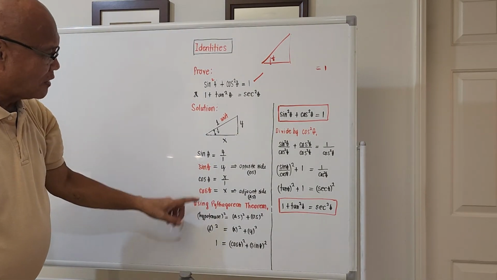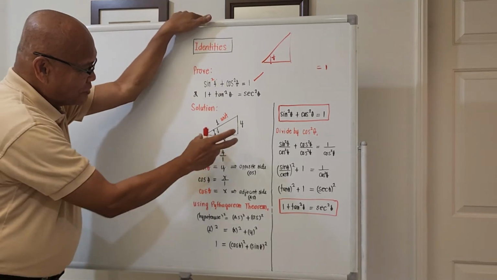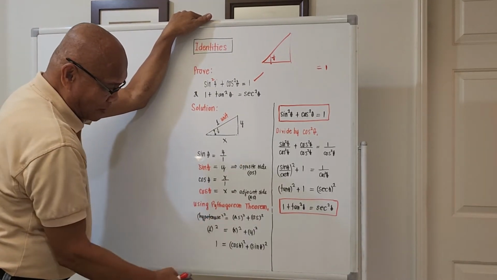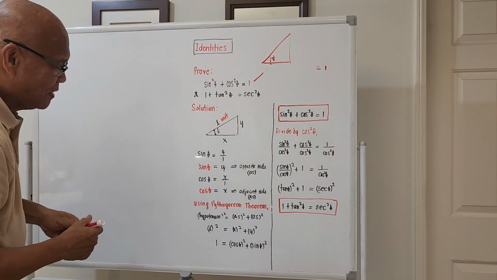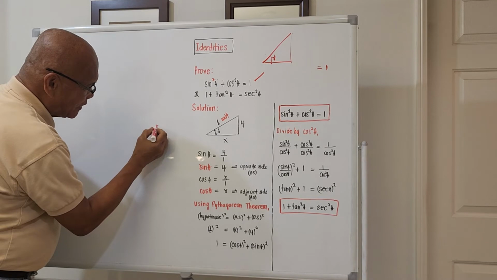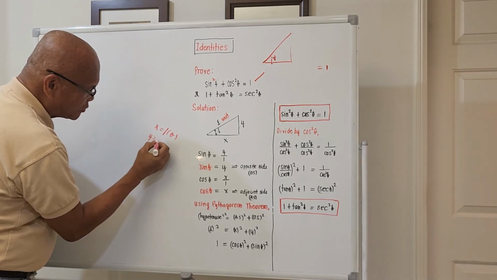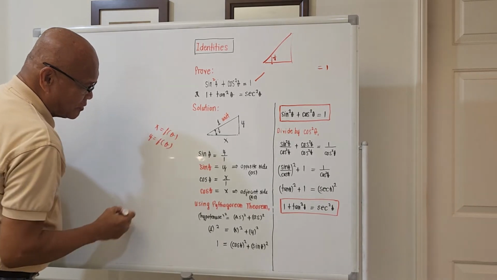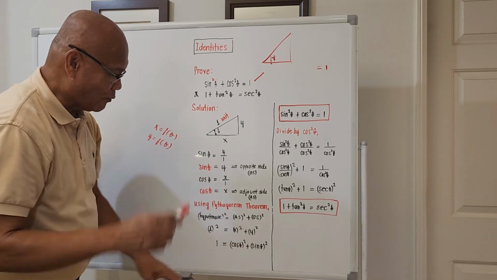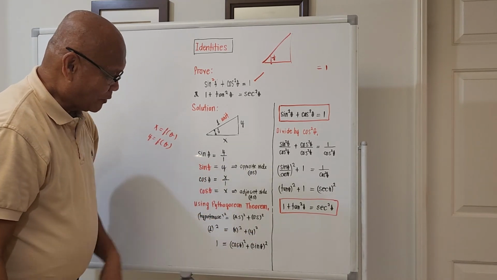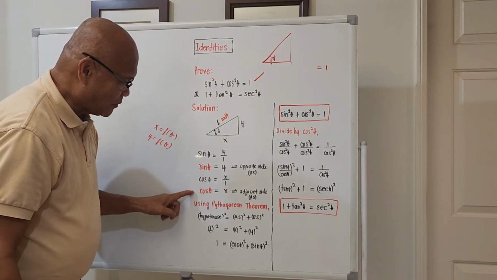The hypotenuse is actually 1 unit, so this should be 1 quantity squared equal to, the adjacent side is x, so this is x quantity squared. The opposite side is y, so this is plus y quantity squared. But we now know the value of x as a function of theta and the value of y also as a function of theta. So we will replace x and y by their equivalents. We derived it already. y is actually sine of theta and x is cosine of theta.